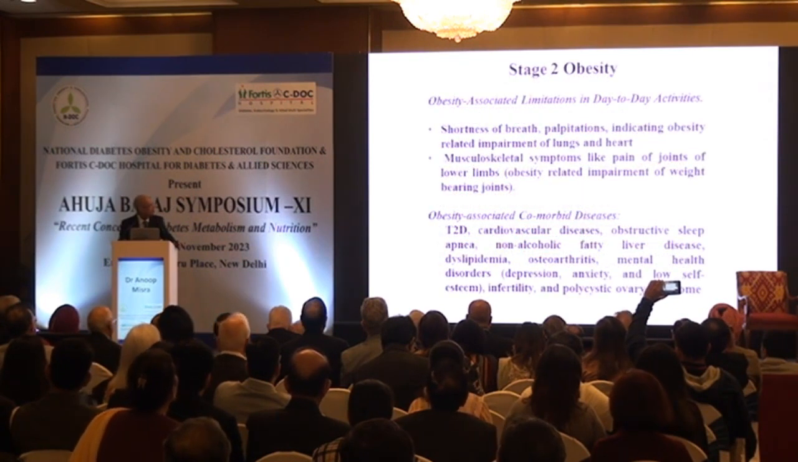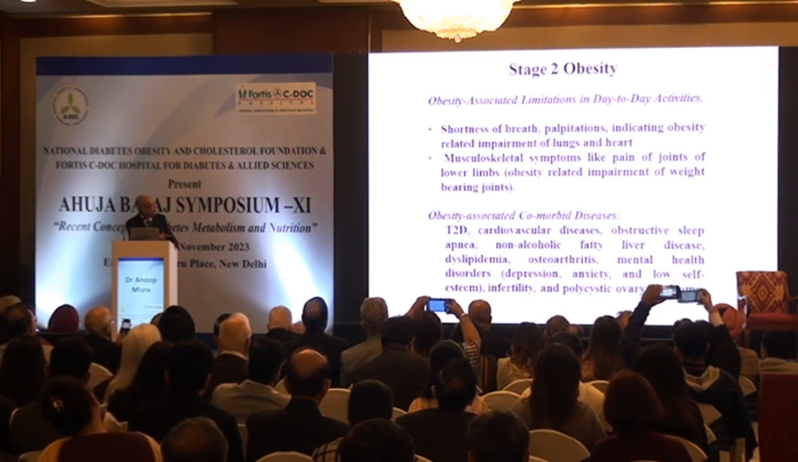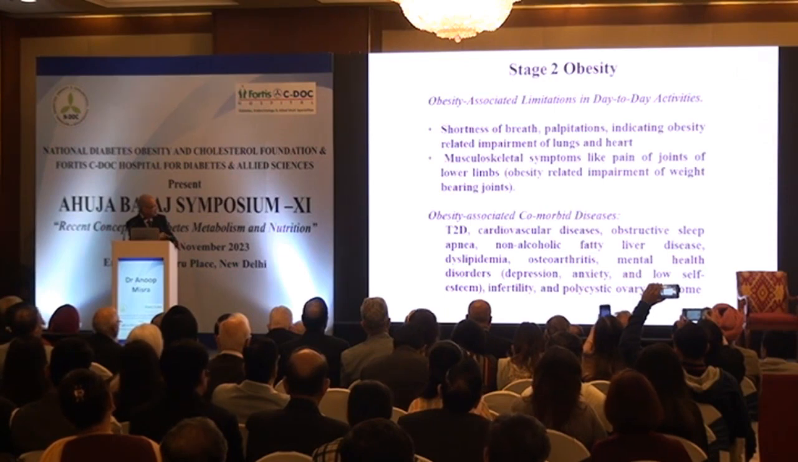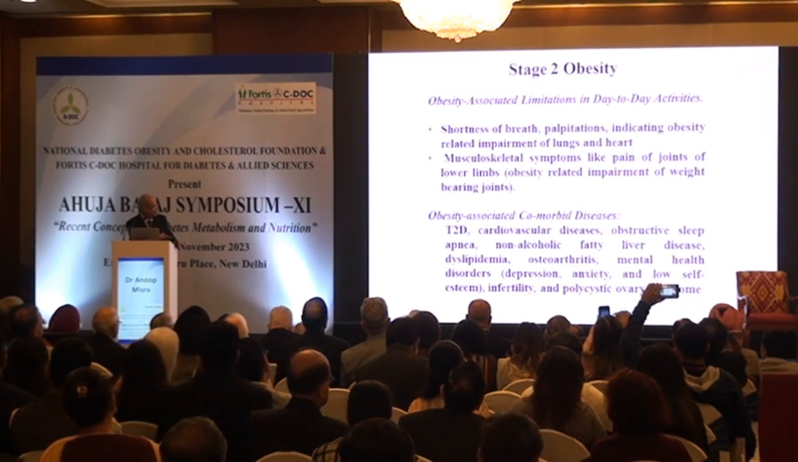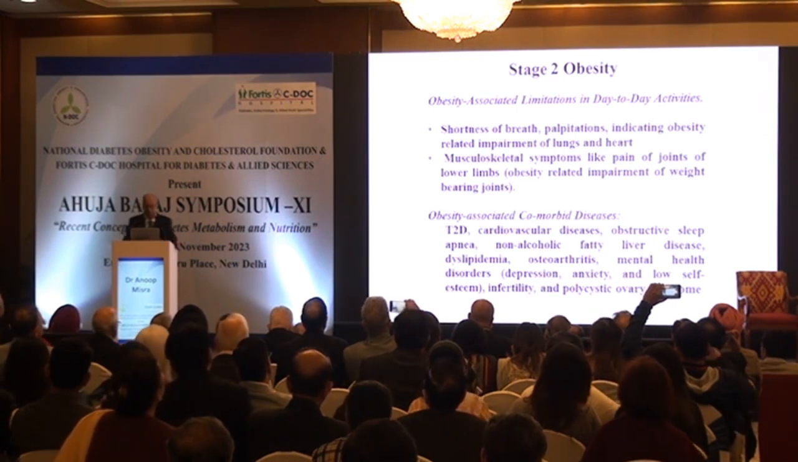What are the examples of obesity-related limitations? Shortness of breath, palpitation, musculoskeletal symptoms, pain in the joint, etc. Obesity-related comorbid diseases already known: type 2 diabetes, cardiovascular disease, obstructive sleep apnea, non-alcoholic fatty liver disease, etc.